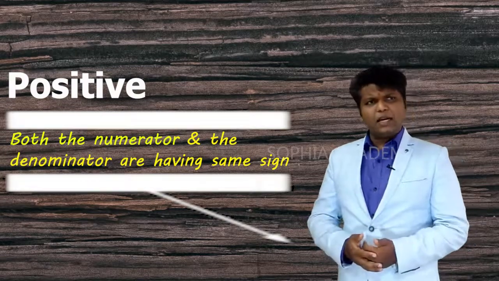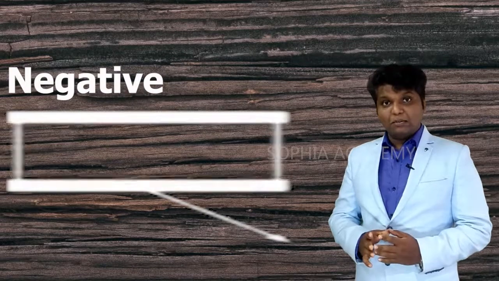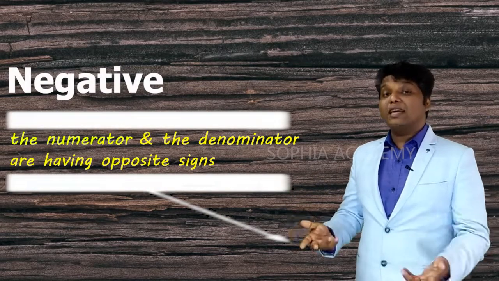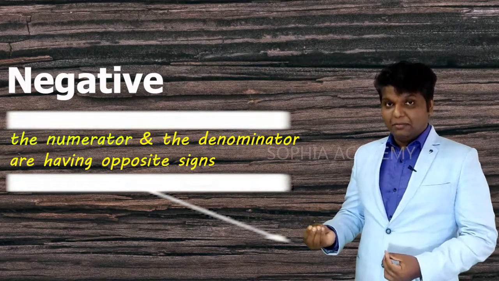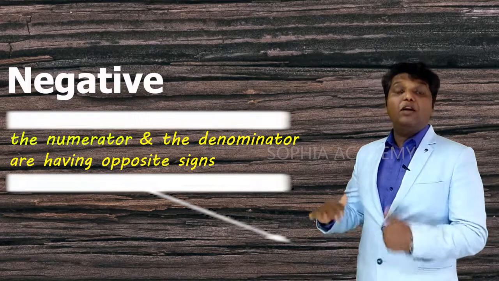Then what will be a negative rational number? What does it mean by negative rational number? Negative rational number means any one of them can be negative, or in other words we can say a rational number in which the numerator and the denominator have opposite signs.